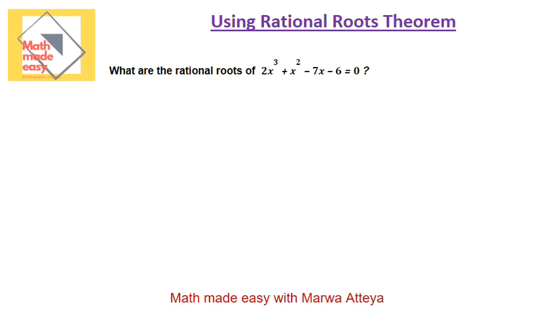Before we find rational roots, we just need to remember 2 things. What do I mean by rational numbers? Roots are the zeros. They have the same meaning, and we discussed that before. You can go back to our videos to see why roots and zeros have the same meaning. But what do we mean by rational?